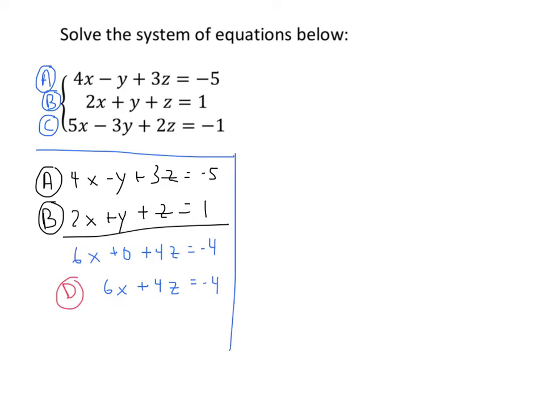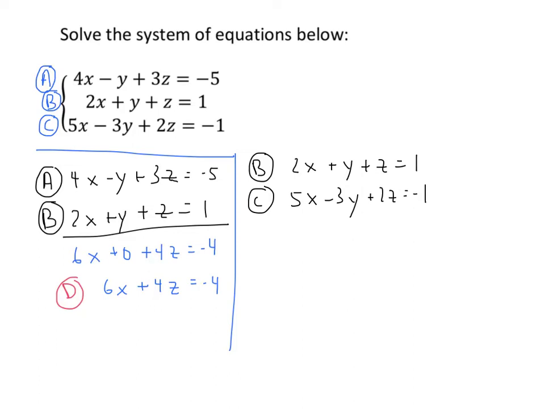Let's see what equations would work. I eliminated y the first time, so I want to eliminate y the second time. I'm going to use equations B and C. Let me rewrite those down here. You can really use whichever 2 equations you want, but I'm going to use B and C, and you'll see why in a second. Equation B was 2x plus y plus z equals 1. Equation C is 5x minus 3y plus 2z equals negative 1.